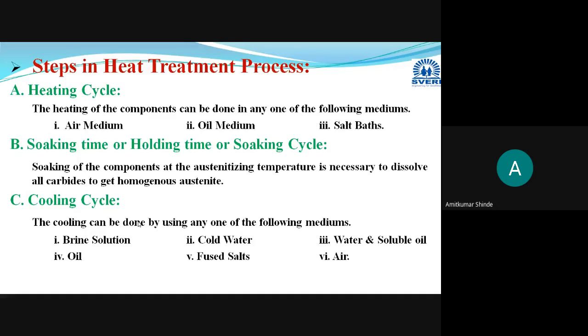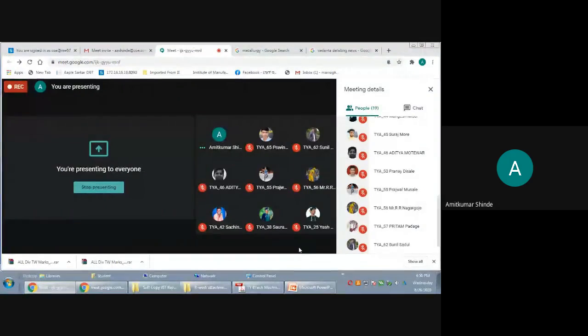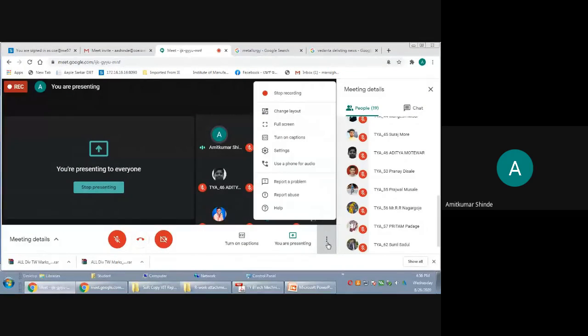In the next lecture, we will discuss the PTT diagram and CCT diagram, and after that we will start the actual heat treatment processes.